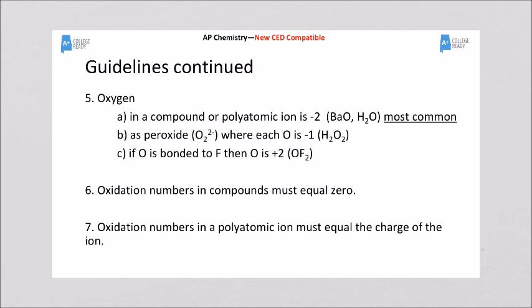All right, 5, oxygen. In a compound or polyatomic ion, oxygen is almost all the time going to be negative 2. So here's barium oxide, water. Again, we're going to look at the permanganate ion again. Any polyatomic ion, each oxygen, like in this polyatomic ion, is going to be negative 2. There are a few times, and we will see this with redox reactions, that we will have the substance hydrogen peroxide. Since hydrogen can only be plus 1 when it's with a nonmetal, that's where we have this ion. You may not have seen this very much before, but this is one case where oxygen is negative 1.